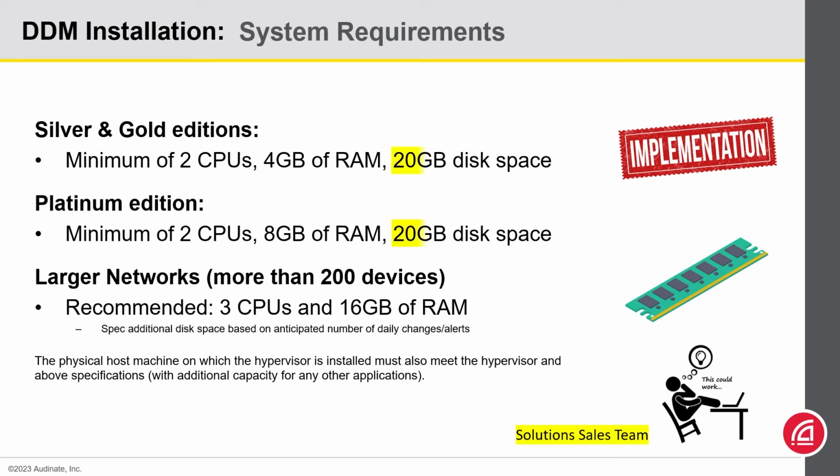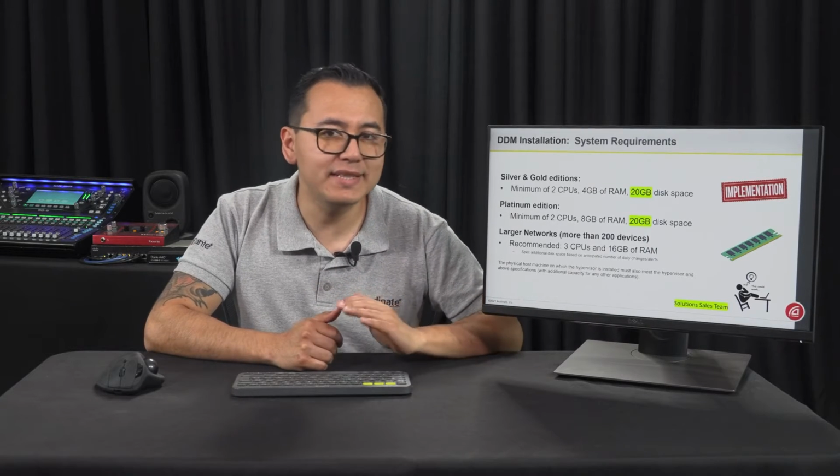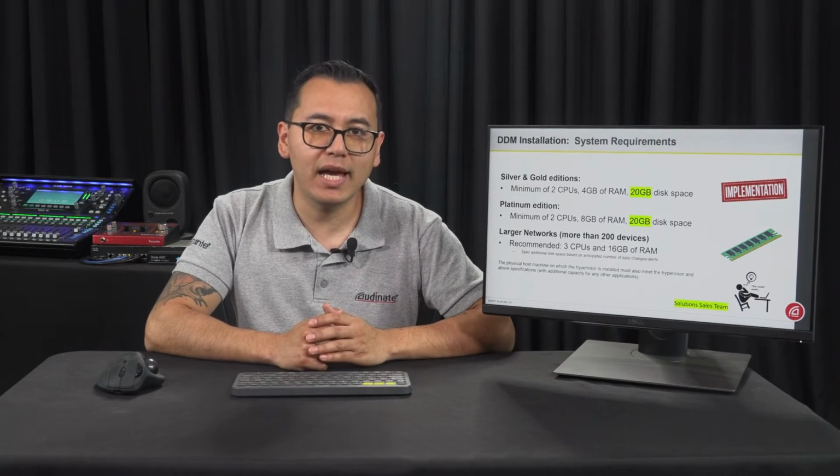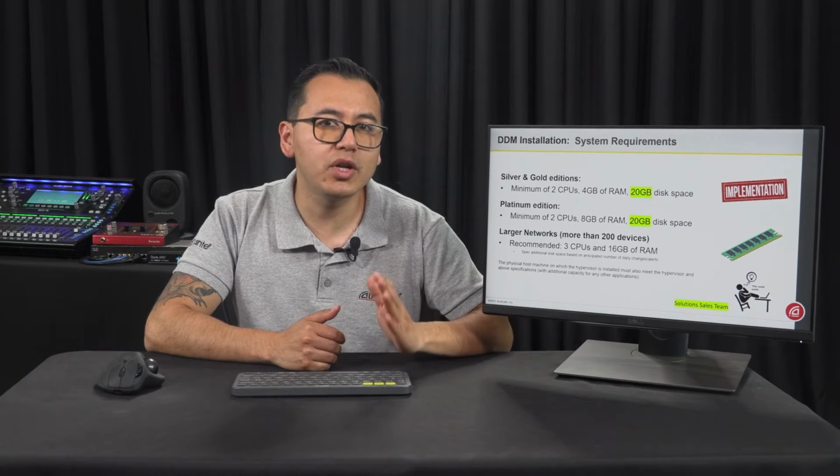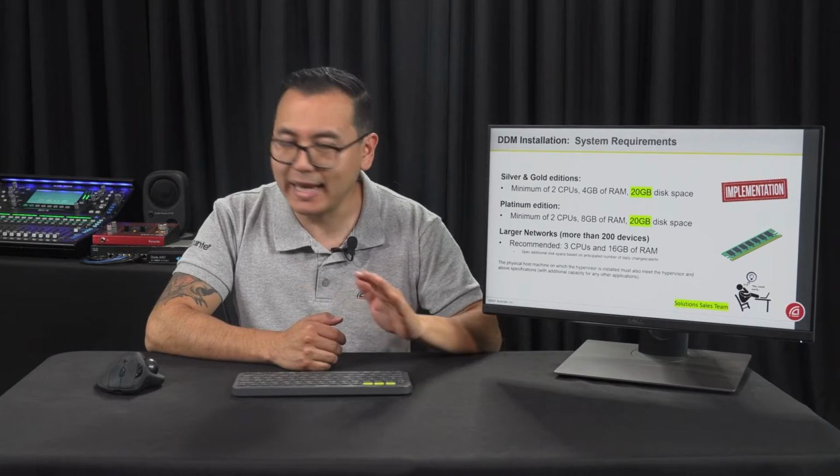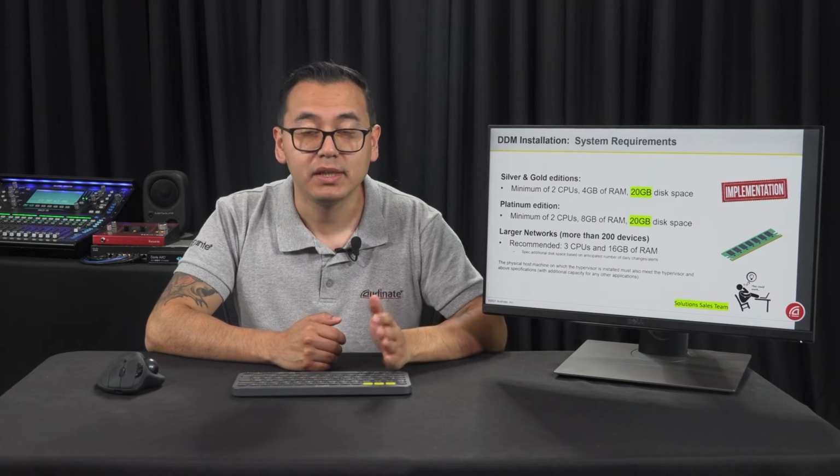Typically, 20 gigabytes of disk space would suffice for a DDM deployment, but we recommend additional space in large networks in anticipation of a high volume of alerts and changes. Well, with all that being said, now let's demonstrate how to install DDM in a hypervisor. The process we're going to show you next is the most common and easiest way to do it. You'll also notice how fast it is.